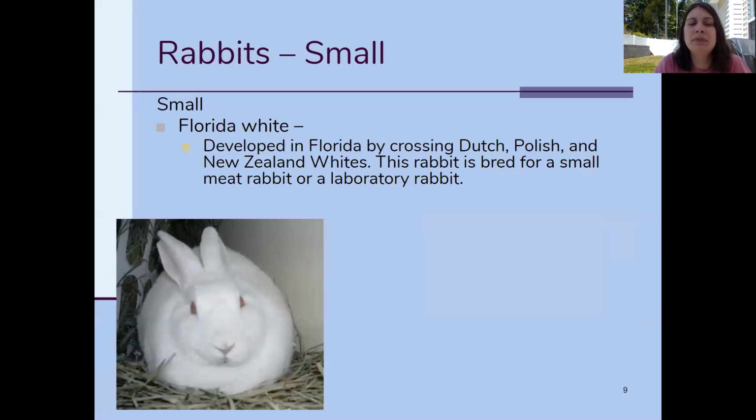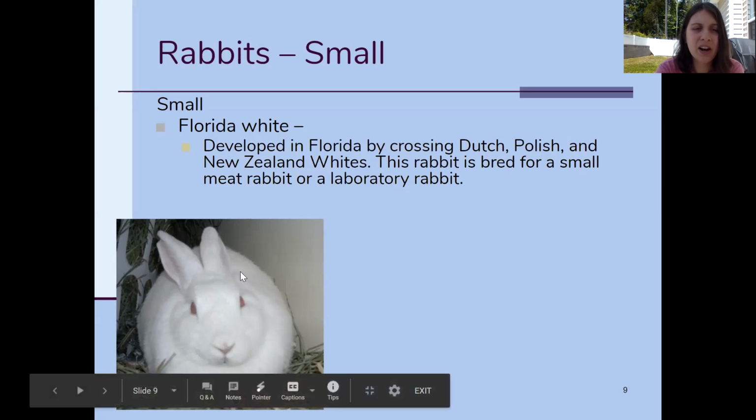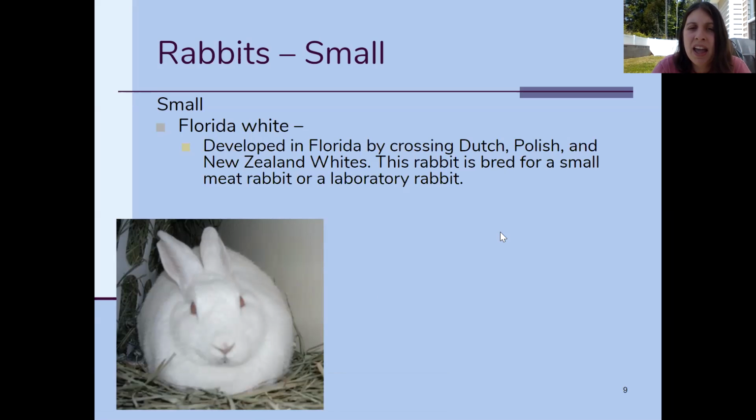The Florida white, once again, bet you can't guess where they got this name or where they came from. They did develop in Florida, and it ended up being a crossbreed, as most breeds are, where they crossed the Dutch, the Polish, which we haven't gotten to yet, and the New Zealand white, which we also haven't gotten to yet. And they ended up getting this white rabbit with the red eyes, but it's slightly bigger than the Dutch is.